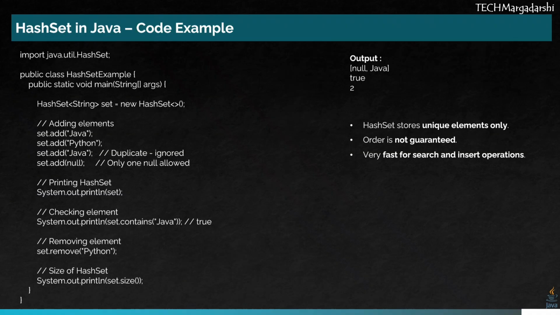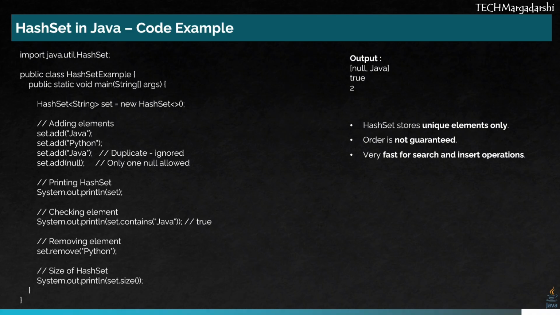Let's look at a simple HashSet example in Java. First, we import the HashSet class from the java.util package. Inside the main method, we create a HashSet of string type. Next, we add elements to the HashSet. Here, Java and Python are added successfully. When we try to add Java again, it is ignored because HashSet does not allow duplicate values.